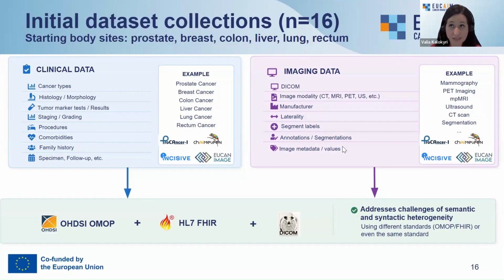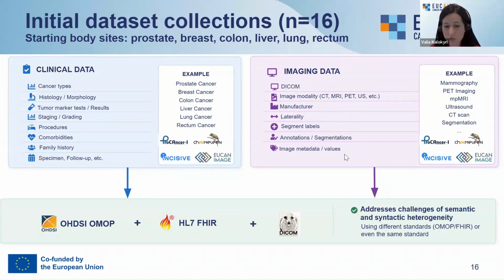important metadata information extracted from DICOM, like the manufacturer, laterality, segmentation labels for imaging, all of these were available in the projects. So the important part here, as we said, is that all this information was stored either on OMOP or on FHIR. So in EUCAIM, we had to address this challenge of the semantic and syntactic interoperability that comes from implementing these 2 different standards.